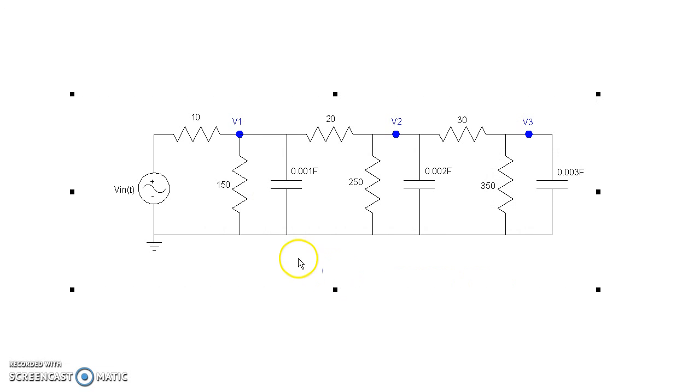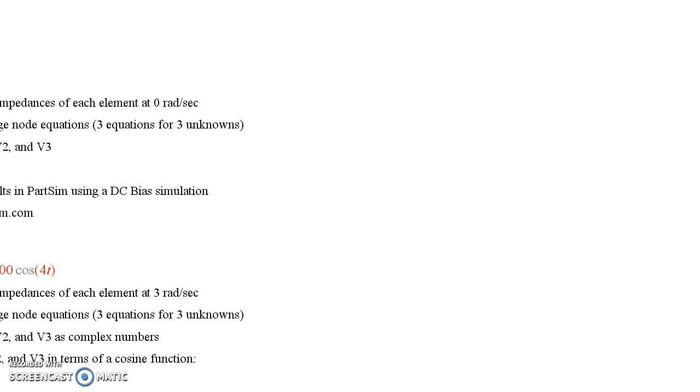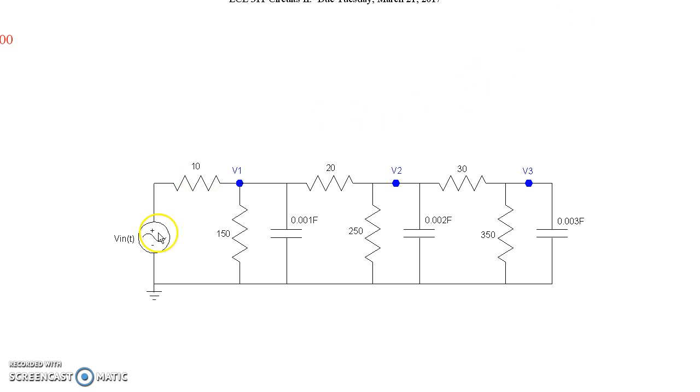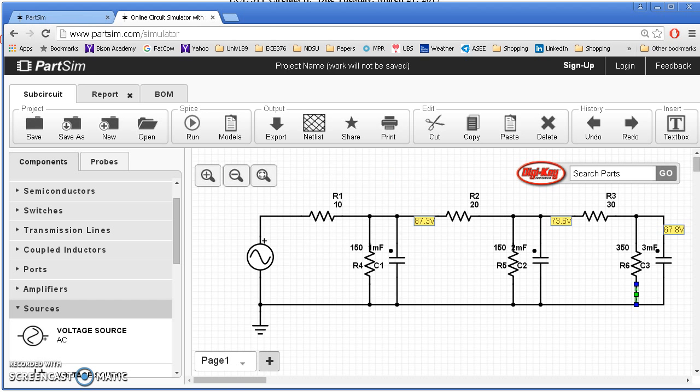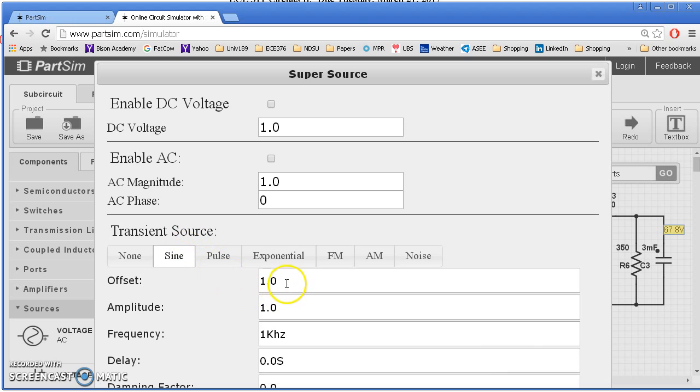My input is 100 cosine 4t. So let's take the input. I'm going to do a transient response. There's the sine wave input, offset is 0, amplitude is 100 volts. It's 4 radians per second. The frequency in hertz is 4 divided by 2 pi.